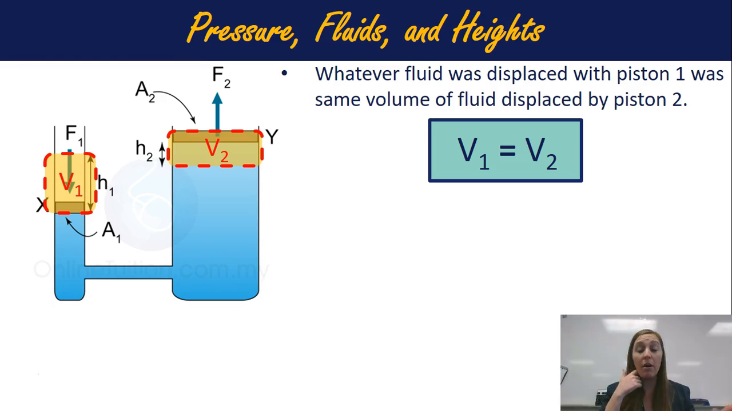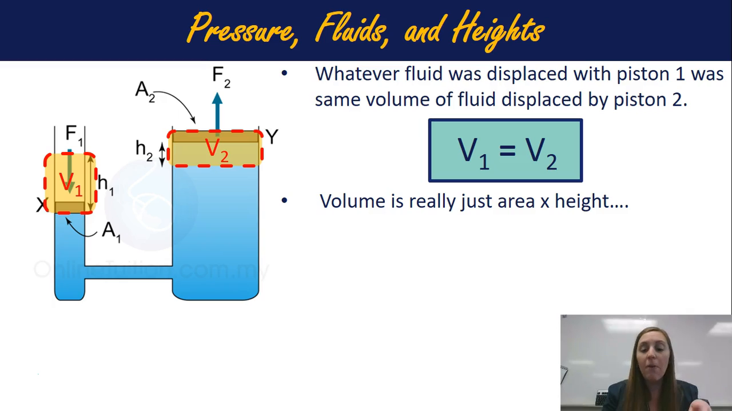Volume 1 and volume 2 are equal. Now, if you think about what volume is, it's just area times height. You figure out the bottom area and then how tall it is, how many times that bottom area happens, that's the volume.